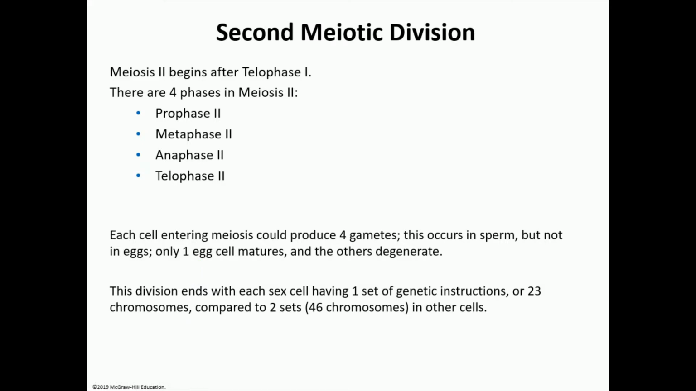Now, what happens to the other 3 cells? Those degenerate. Okay, so again, in the process of spermatogenesis, which is the process of making sperms, the meiotic division will end up making 4 sperms. But in the process of oogenesis, which means to produce eggs, we'll end up making just 1 egg cell, and the other 3 cells are going to degenerate.